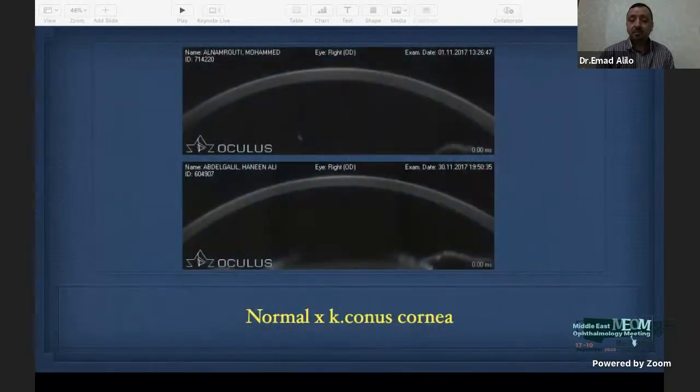So I'm going to show you now how it looks in real-life practice. We will see now how the Corvis is showing in two cases. One of them is keratoconus and one of them is quite normal.